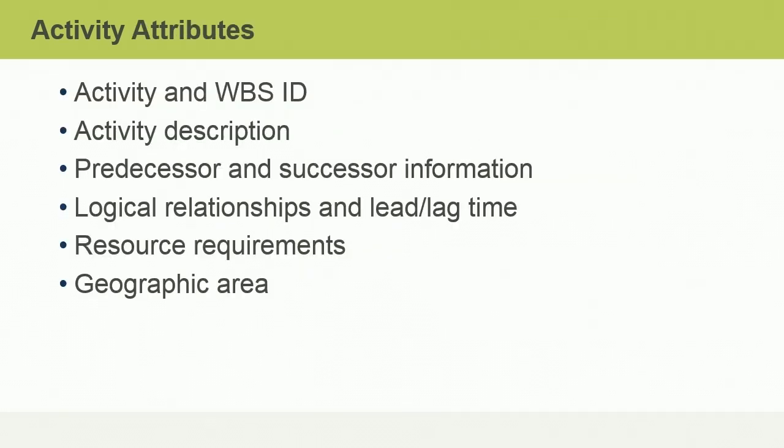Activity attributes describe the requirements or limitations on specific activities. They can include activity and WBS ID, activity descriptions, predecessor and successor information, logical relationships and lead or lag time, resource requirements, and geographic area. For example, if the person assigned to train new help desk personnel can only work 5 days per week, the duration estimate for the training activity needs to take this into account. If we know that we cannot logically train personnel until we hire them, we would include this dependency as well.